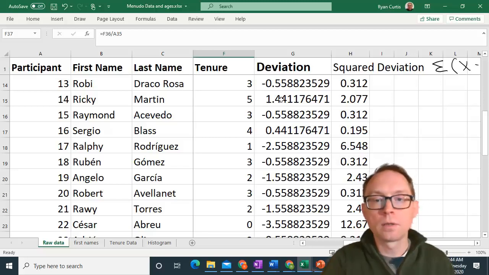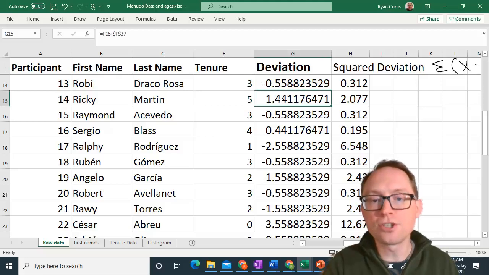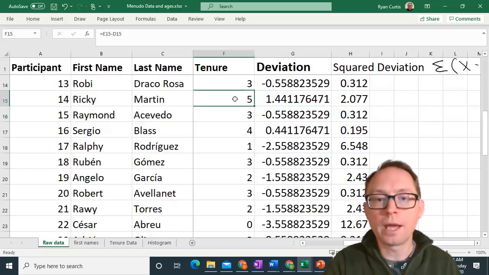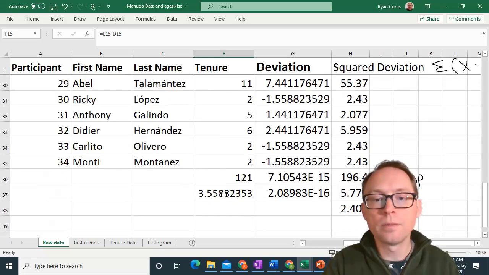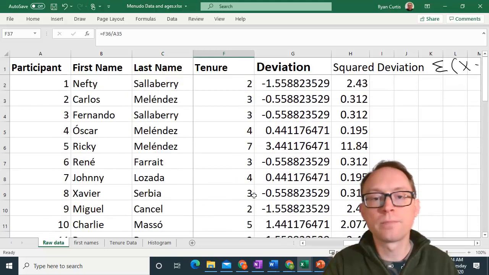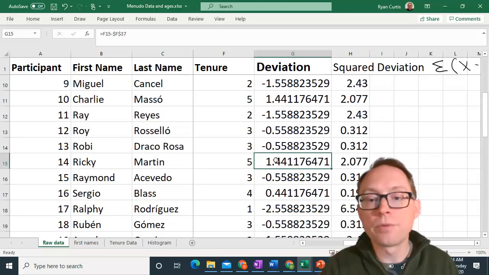1.44 years above the mean. So this is the deviation, okay? This is x minus mu. X is 5, mu is the mean right here, 3.558882, whatever it is, okay, 3.56. So the number that you see right here, the deviation, is the number of years he is above the mean.